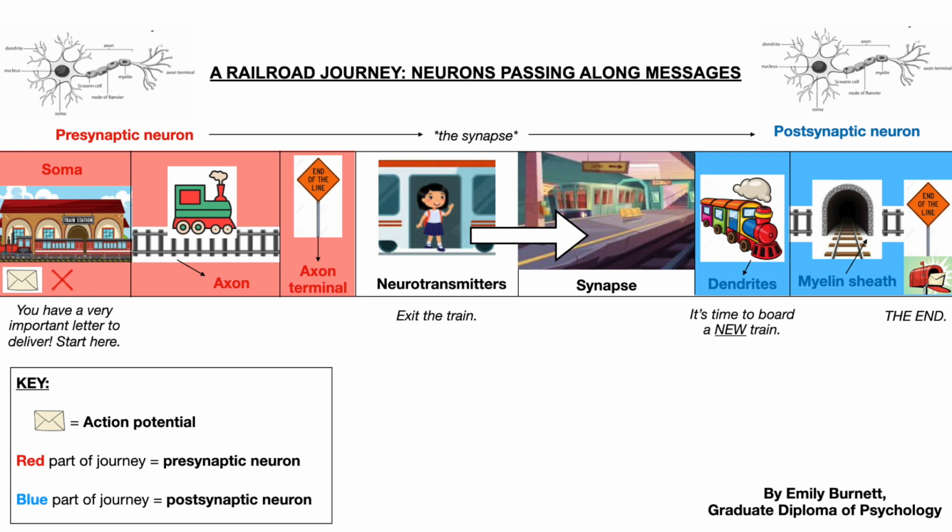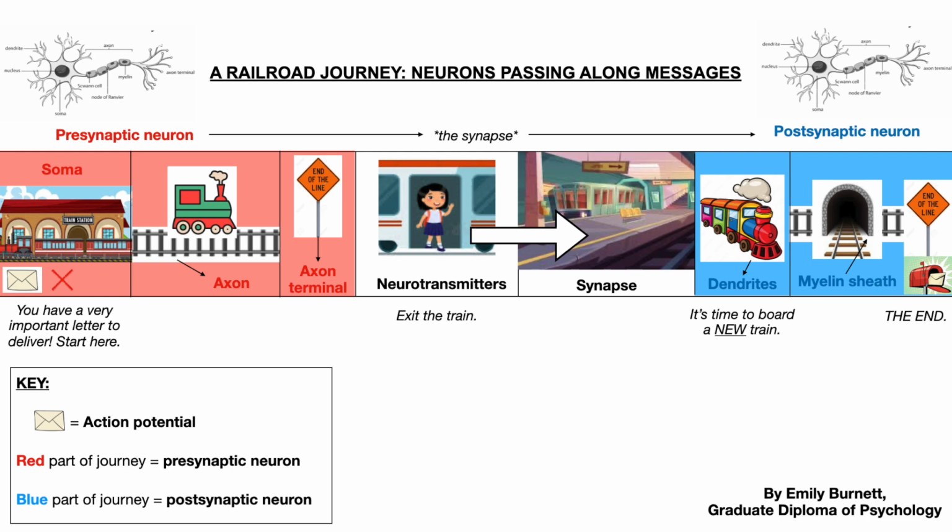We have reached the end of our journey, which has featured 10 terms relating to neural communication depicted via a train ride. Please note that the important letter being delivered by the person using public transportation represents the action potential, or the electrical signal sent along a neuron.